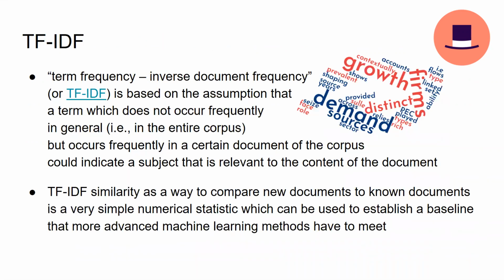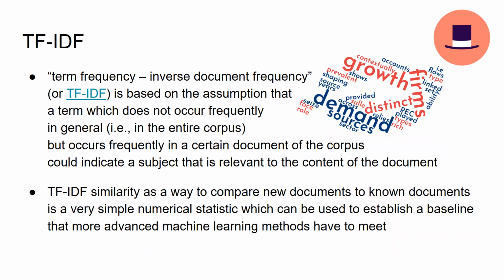Another notion that we will need is that of TF-IDF, or term frequency inverse document frequency, which is based on the assumption that a term which does not occur frequently in general, that is in the corpus, but occurs frequently in a certain document in the corpus, could indicate a subject that is relevant to the content of that document.